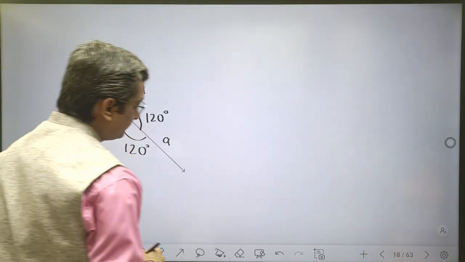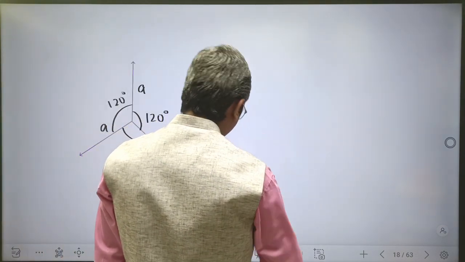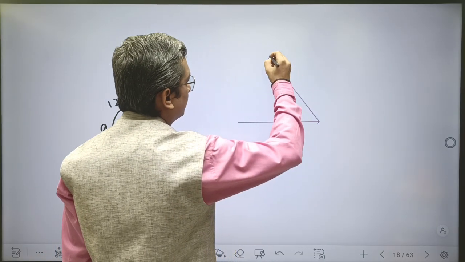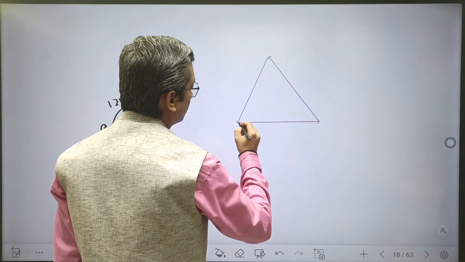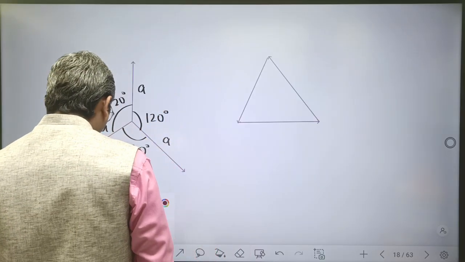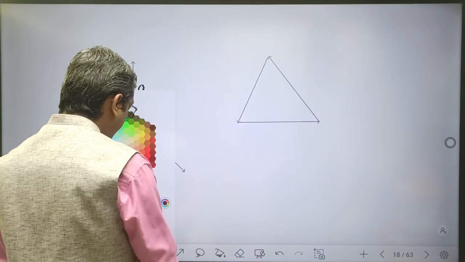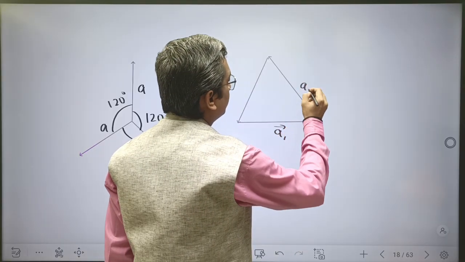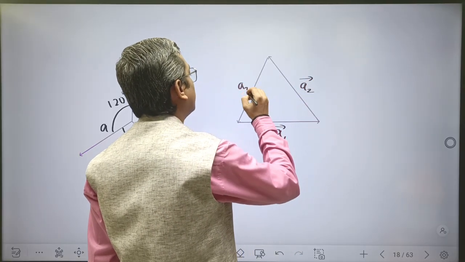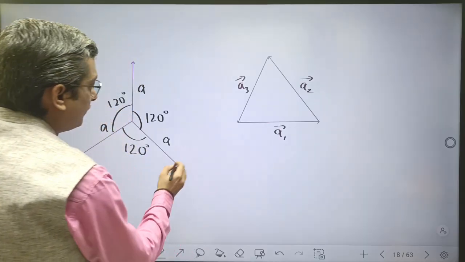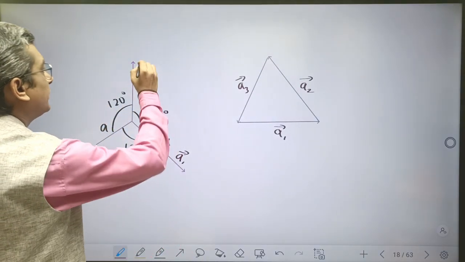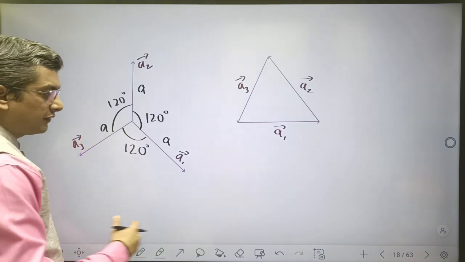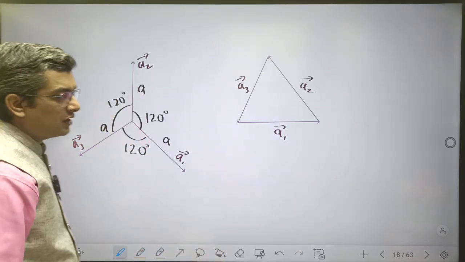So this vector can be converted into a regular triangle in this way, isn't it? And how it can be converted is very simple. Suppose this is vector a1, this is a2 vector, and this is a3 vector. All vectors are having different directions, but their magnitude is the same, that is a.